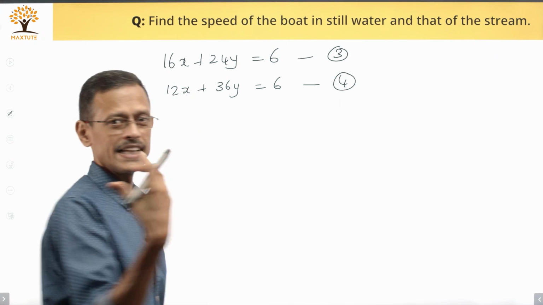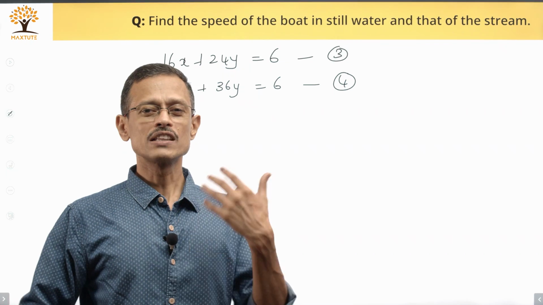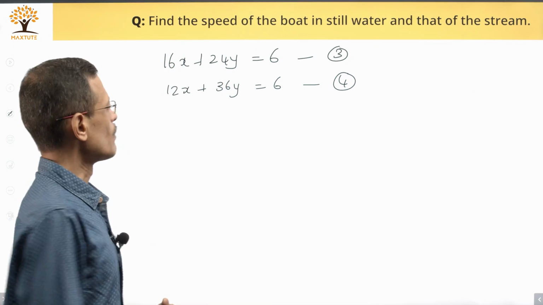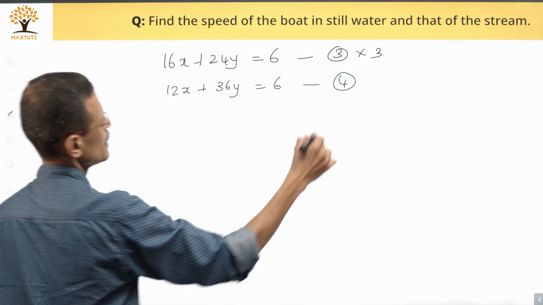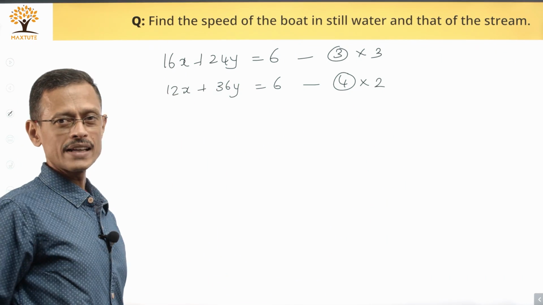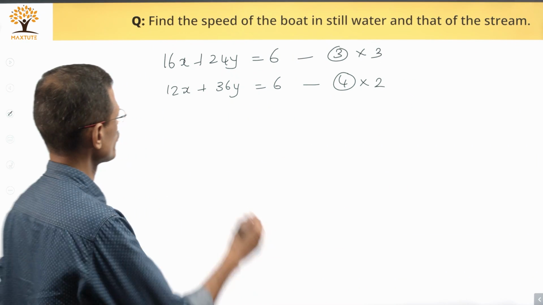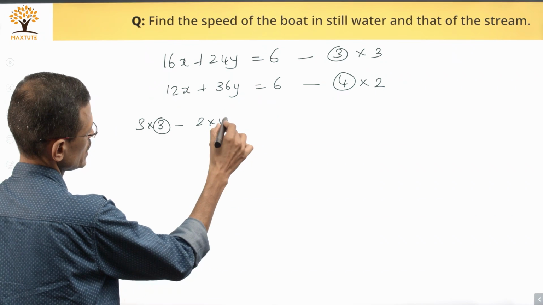We have got two linear equations, right? We translated what was given into a linear equation. We'll solve this by the process of eliminating one of the variables. Let's eliminate variable y. Multiply equation 3 with the 3, that will make this 72y. Multiply equation 4 with the 2, which will again make it 72y. Subtract: 3 times equation 3 minus 2 times equation 4, right? 3 times equation 3 is subtracted from 2 times equation 4.